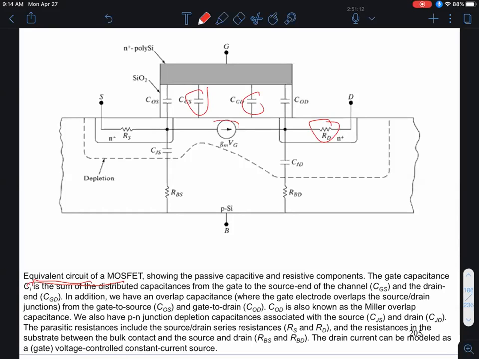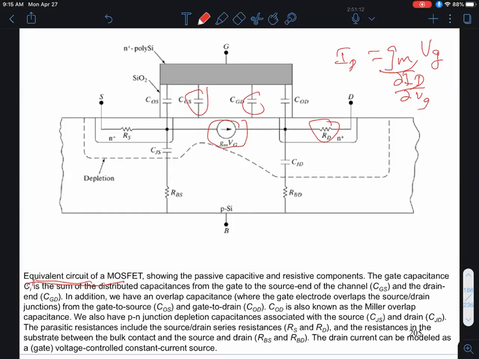The most important parameter is the one in the middle, which is the gate voltage controlled current source, okay? So that's my current source. And the drain current, ID, is given by the transconductance, GM, times VG, okay? Where the transconductance is delta ID over delta VG, okay? So that's really the most important part of the transistor, okay?